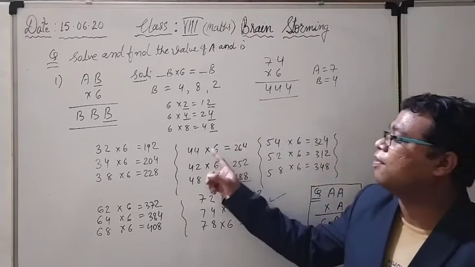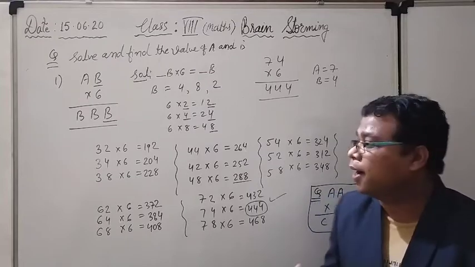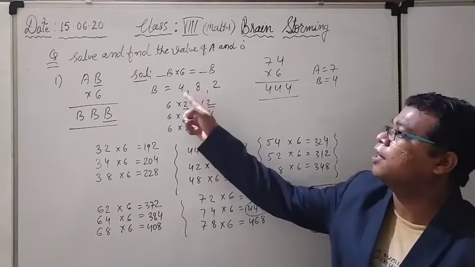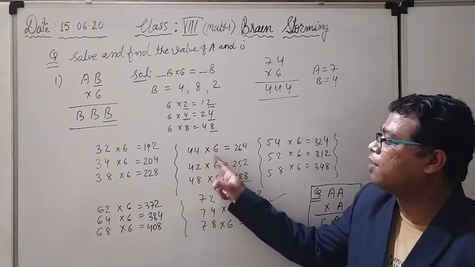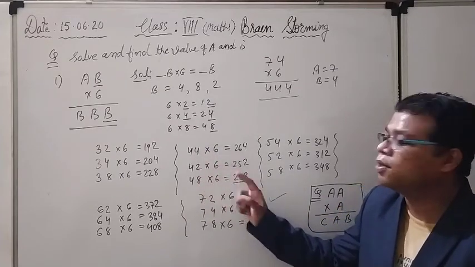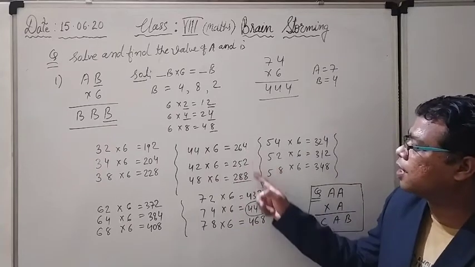Here I am going to change the situation. I am fixing the value of A as 4. Again the B values will be the same, either 2, 4 or 8. You can see 4, 2 or 8 at the unit place. Again we have to multiply with 6. What are the products that you can get? These are the products and these are the wrong answers.